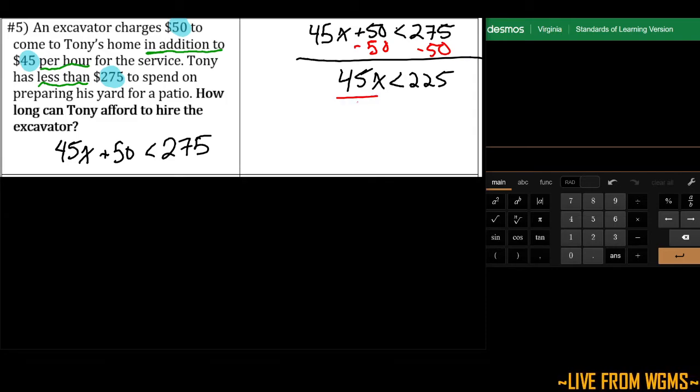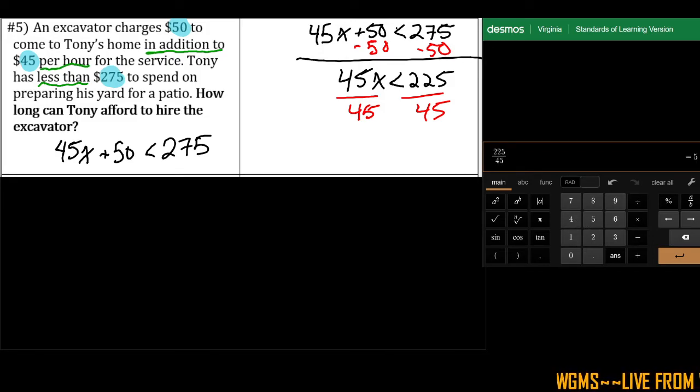Now we can divide both sides by 45, always divide by that coefficient. So we divide both sides by 45, and so I have 225 divided by 45 is going to be 5. So I'd say x is less than 5. So I could say this, since they're working full hours, they'd be able to work less than 5 hours. So what would be the only other whole hour? We would say this.